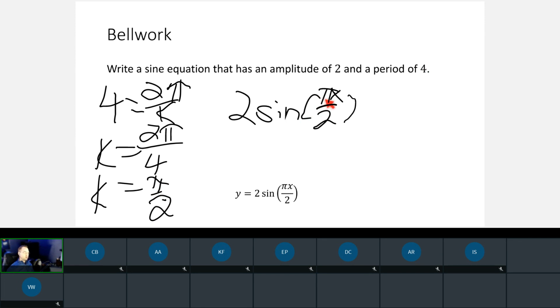So on your quiz, you're going to have ones like this. So pay attention when it talks about the period and the amplitude, and if the period contains pi or doesn't contain pi, because it's going to obviously change your work and your final answer. So yeah, just do the work and you'll be fine. All right.